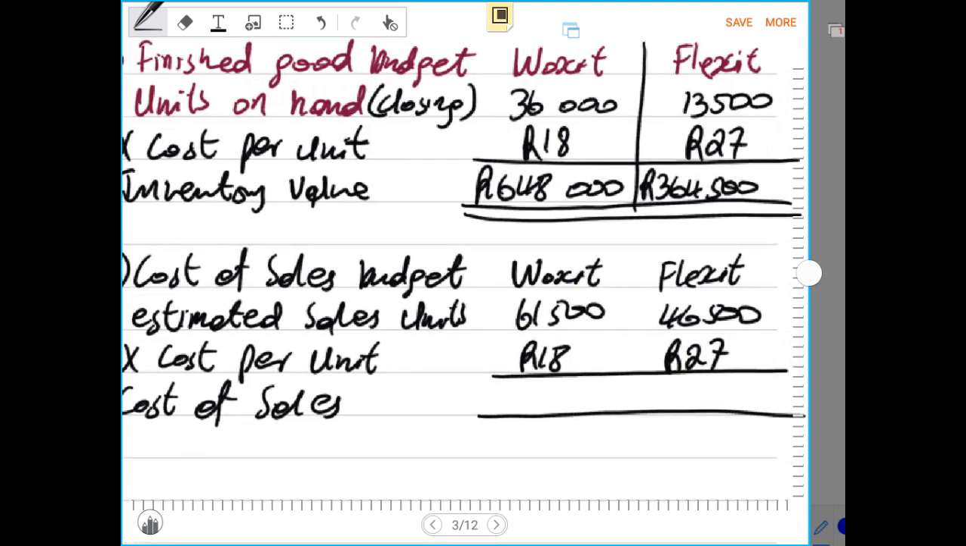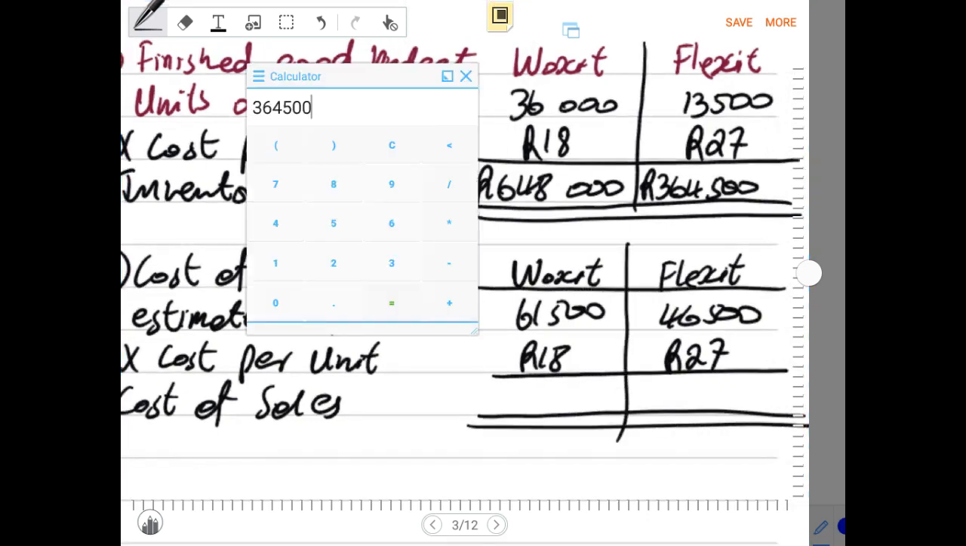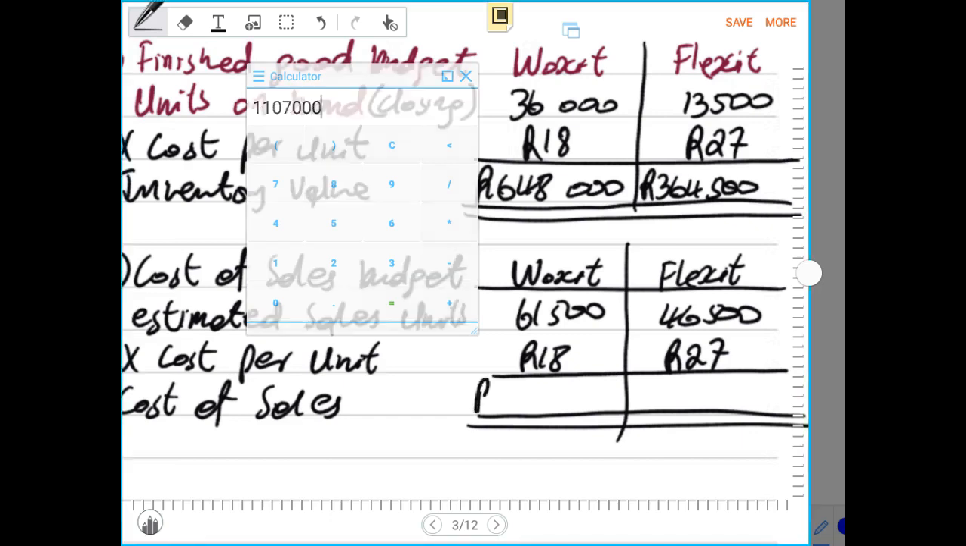Then let us just recalculate the cost of sales. It will be 61,500. Multiply that by 18. It will give us 1,107,000.